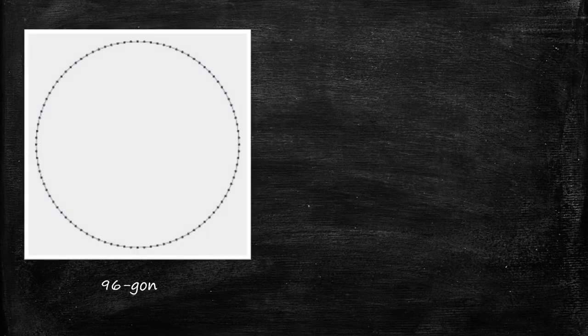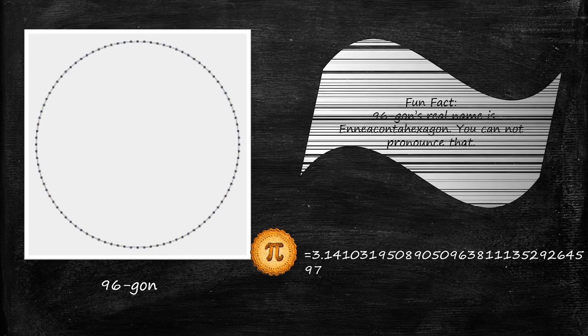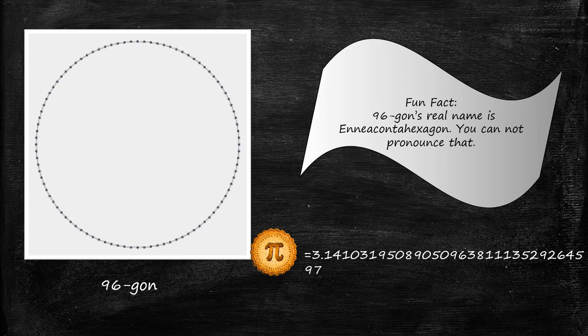This formula gets closer and closer to pi depending on how great a number s is. Once you get to a 96-gon, you get the number 3.14103 and on and on. Fun fact, you cannot pronounce its name.